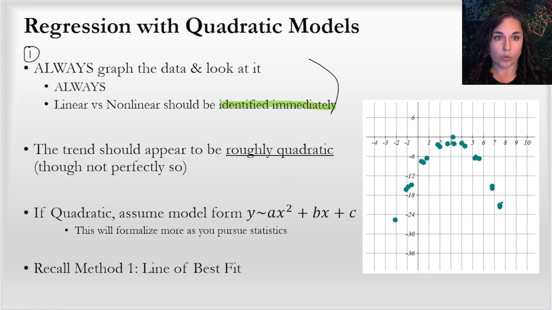It's not perfectly quadratic. You can see that there's data points in here that are off the main sort of trend, but it's roughly quadratic. And when we're doing this, we're going to assume the model of this form, right? An ax squared plus bx plus c, our general form of the quadratic.